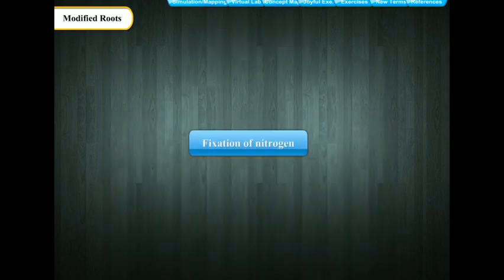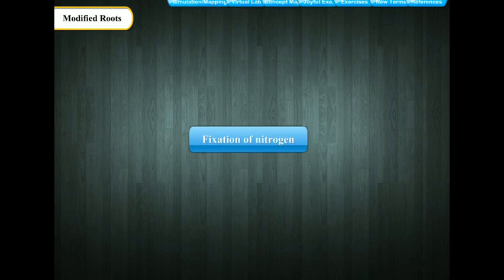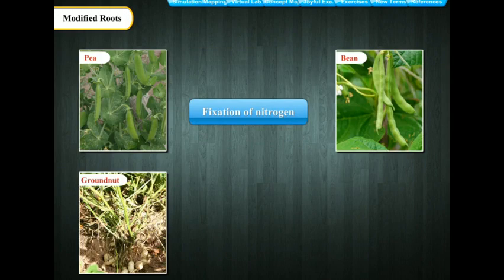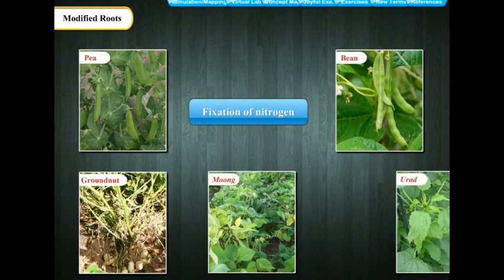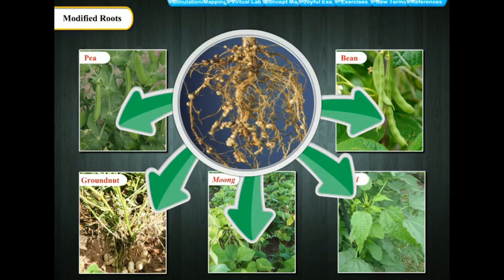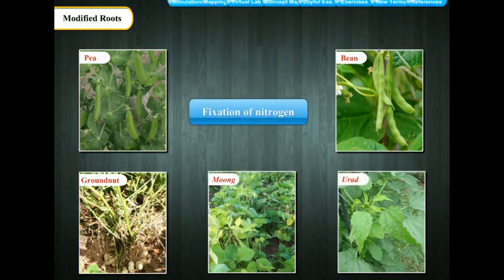Fixation of nitrogen. Plants like peas, beans, ground nuts, moong and urad have small swellings on the roots which are called root nodules. These nodules contain rhizobium bacteria that can fix atmospheric nitrogen in the soil and thus make the soil fertile. Plants that contain root nodules are called leguminous plants.